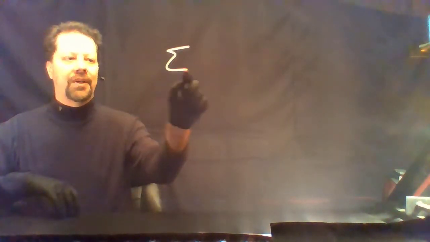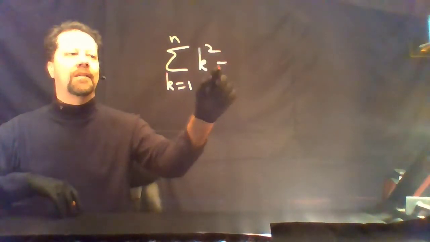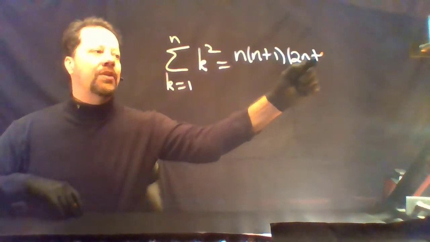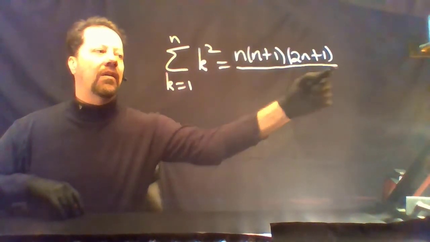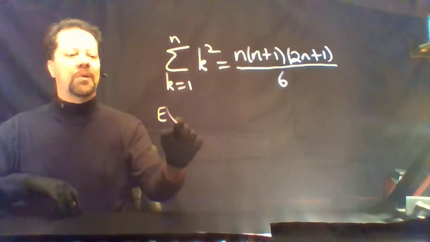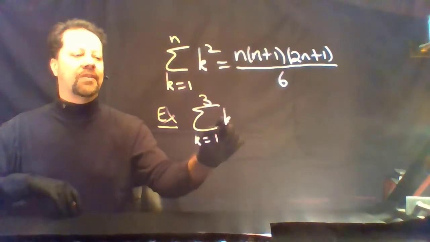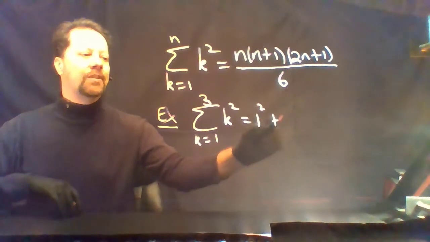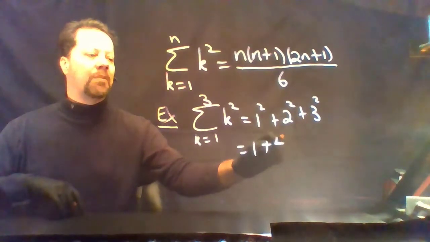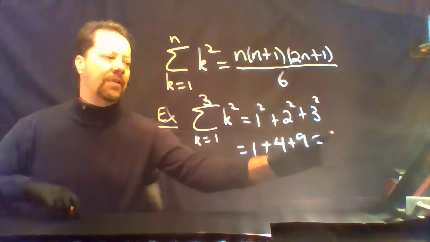You must also know the formula, the sum as k goes from 1 to n of k squared is n times n plus 1 times 2n plus 1 all over 6. As an example, suppose I look at the sum as k goes from 1 to 3 of k squared. That should be 1 squared plus 2 squared plus 3 squared, which is 1 plus 4 plus 9. 9 and 1 is 10 plus 4 is 14.